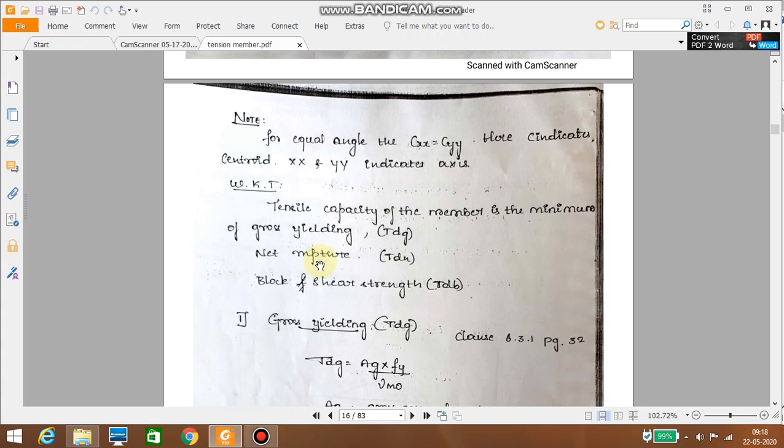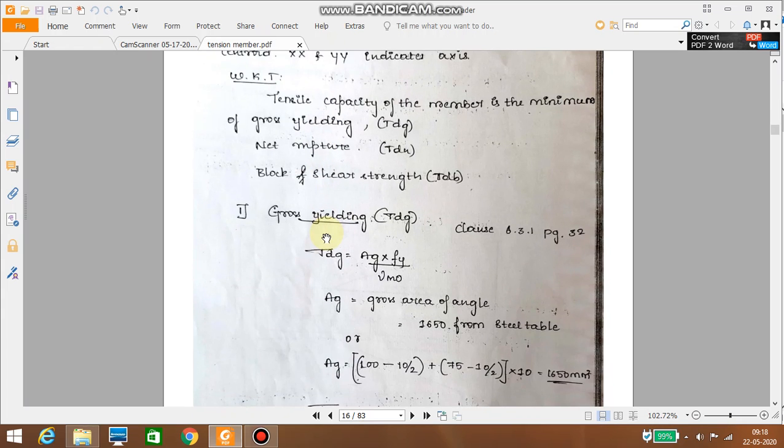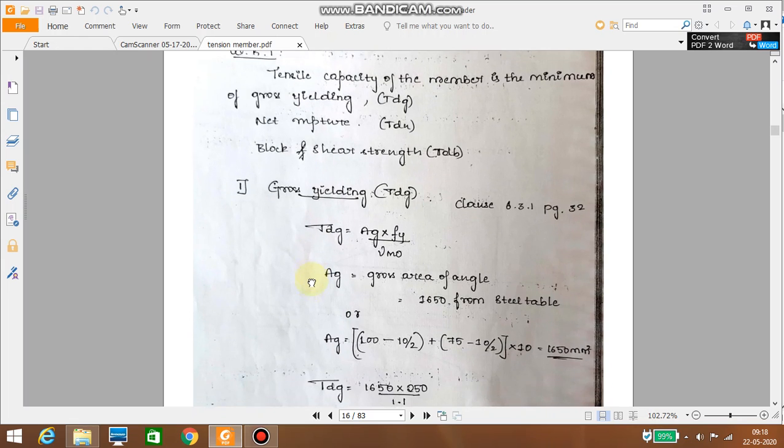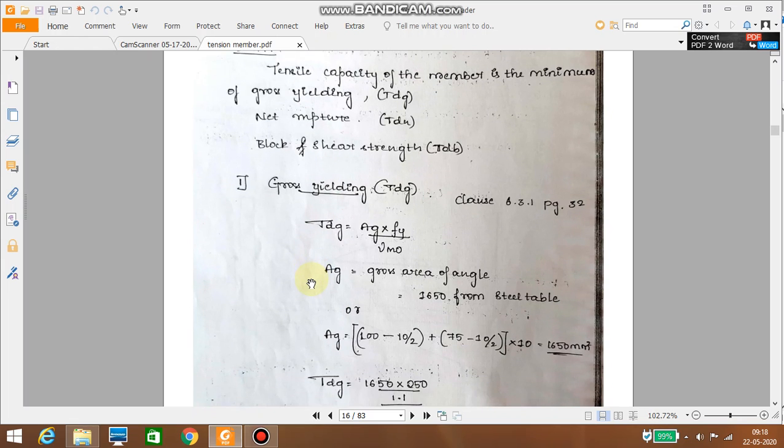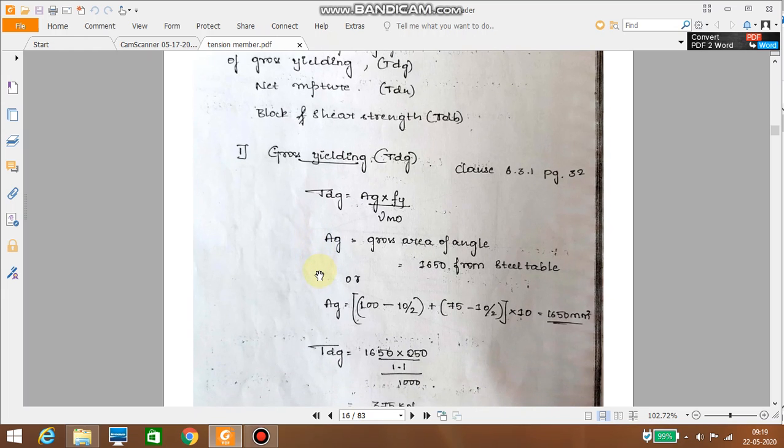Now, the tension capacity of the member is the minimum of three values. We know that the gross yielding, then the net rupture, and also the block shear strength. In the block shear strength, we have two. So, first of all, let us find out the gross yielding of the section. Here from clause 6.3.1, IS 800-2007, page number 32, we have TDG equal to AG FY divided by gamma m0.